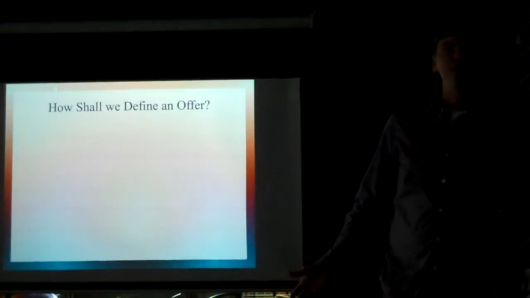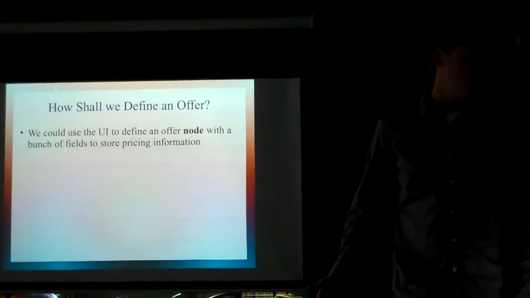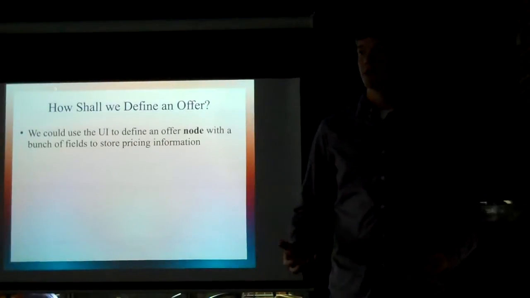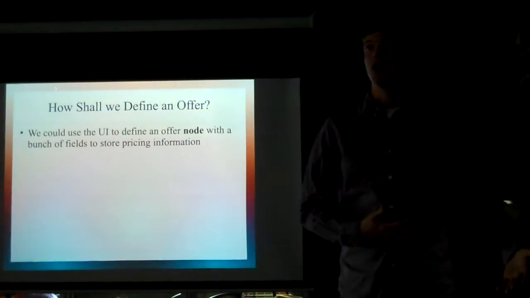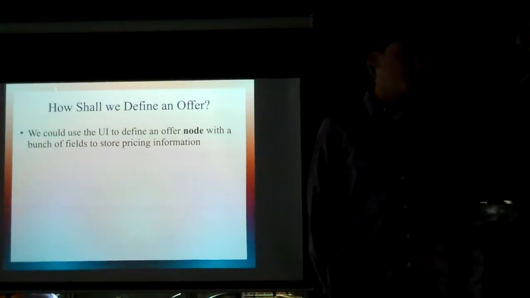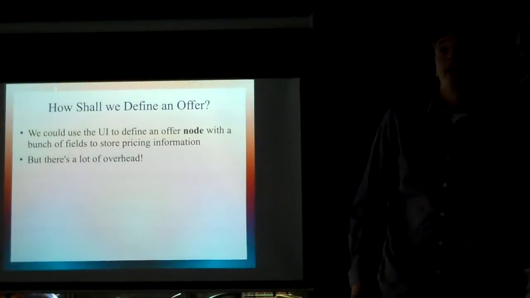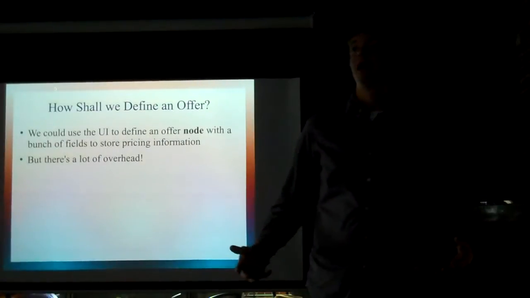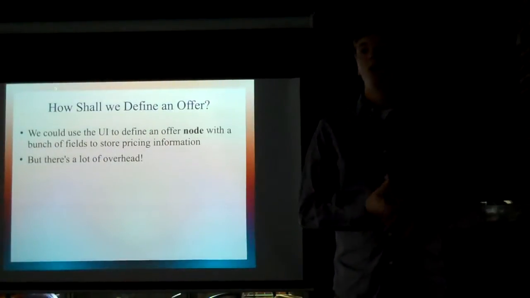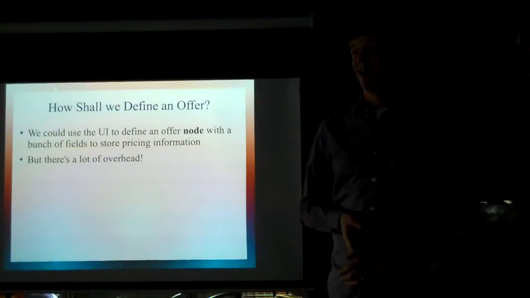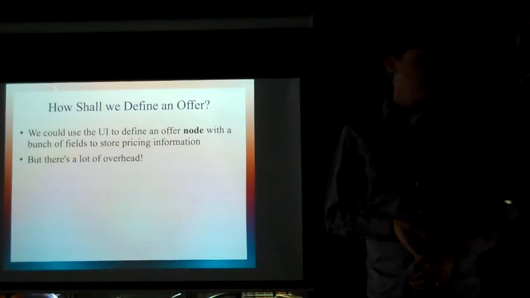So there are a number of ways we could define an offer. We could use the UI to define an offer node. It's probably our comfort zone: you want data, you go create a content type and put some fields on it. You could certainly do that, but there's a lot of overhead. Nodes are great because they come with all this free functionality. You always know when a node was created, when it was last updated, the author of the node. But those things don't always apply to all different types of data.